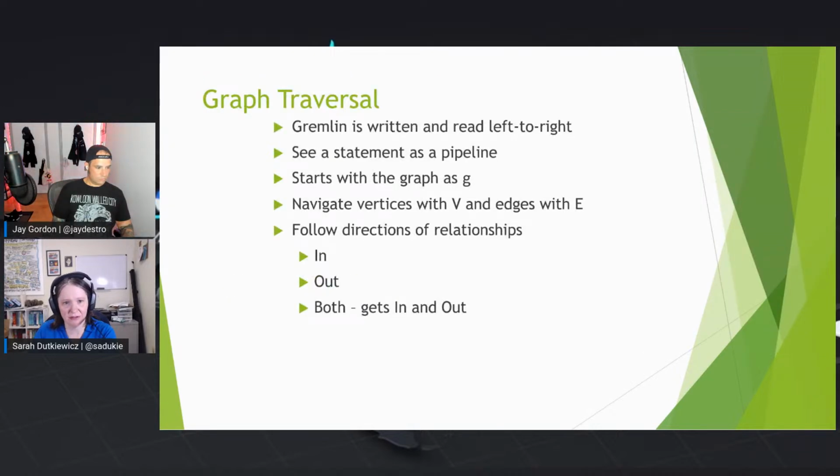All right, graph traversal. Written from left to right, see it as a pipeline. We start with g. We navigate with V to E, with in and out and both for their edges.